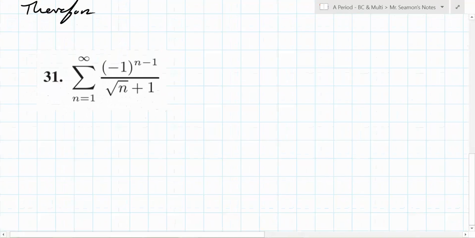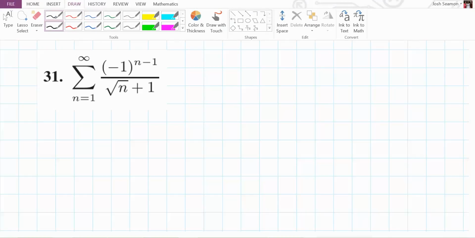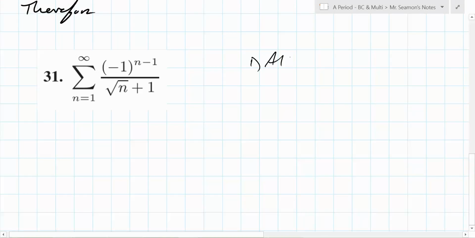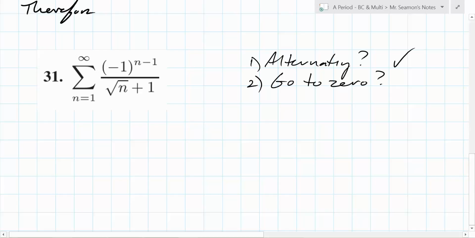Alternating series test. You know an alternating series test converges if 3 things are true. What are those 3 things? The first one is alternating. Is it alternating? Yes, it is. What's the second thing it has to be true for it to converge? It has to go to 0. Does it go to 0? As n goes to infinity, does that go to 0? Yeah, it sure does. What's the last thing that has to be true?